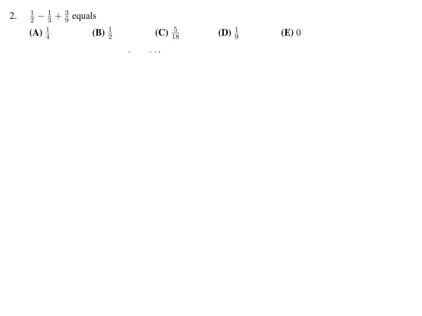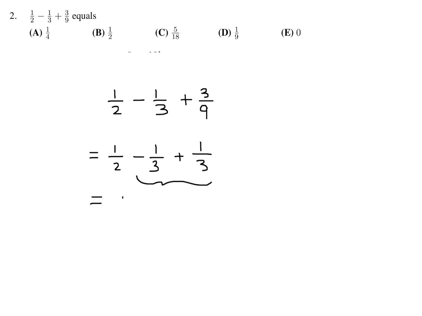1/2 minus 1/3 plus 3 over 9. What I noticed immediately is 3 over 9, if you reduce it to lowest terms, is 1/3. So therefore, these two cancel, and all you are left with is a half. So number 2, very quickly, is B.